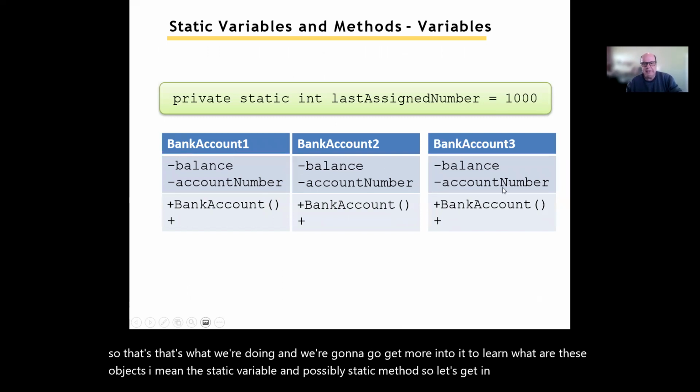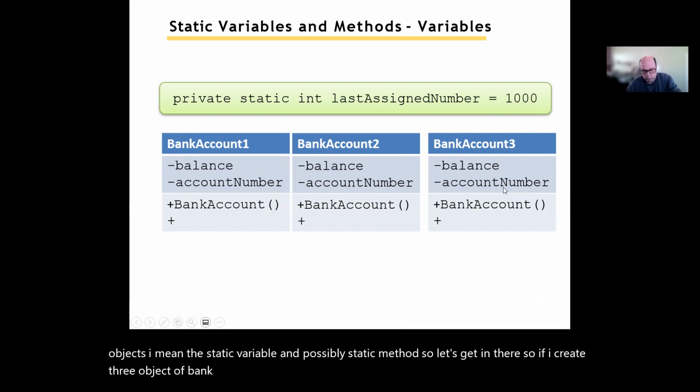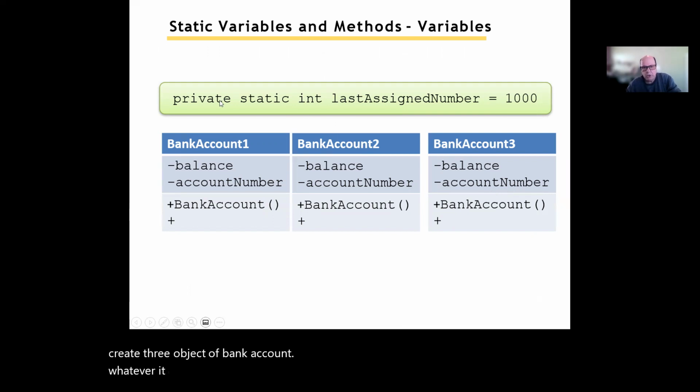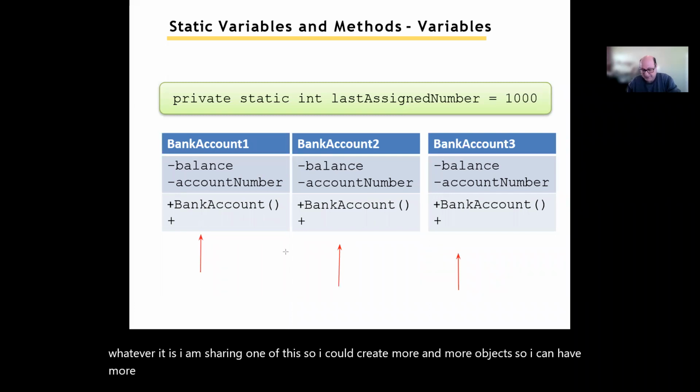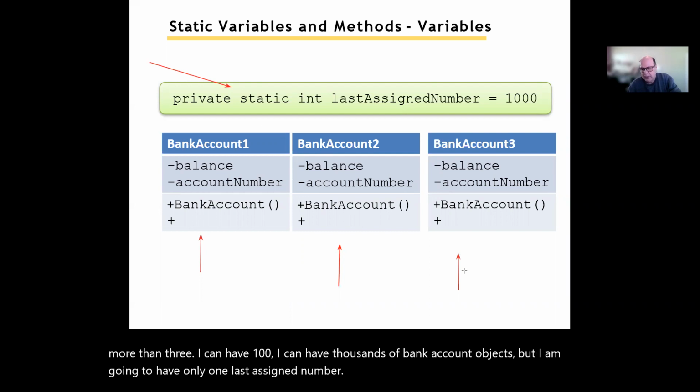So if I create 3 objects of bank account, whatever it is, I am sharing one of these. I'm going to create more and more objects. I can have more than 3, I can have 100, I can have thousands of bank account objects, but I am going to have only one last assigned number. That's just a static.